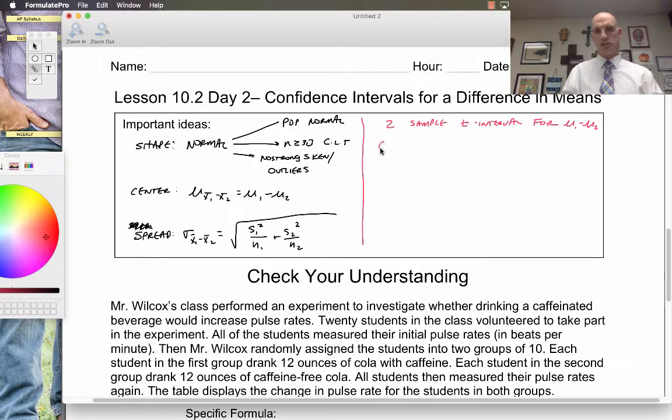So conditions, check here. Got to be normal. Then the remaining conditions: it has to be random, so we're looking for that SRS, right? And it has to meet our 10% condition.